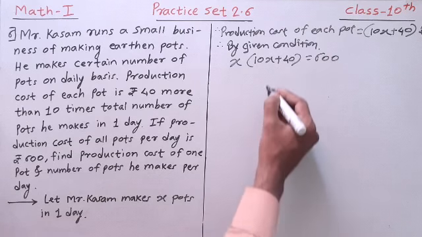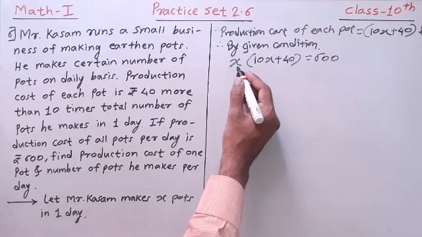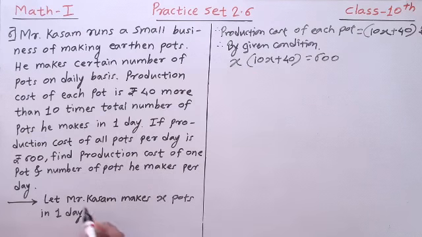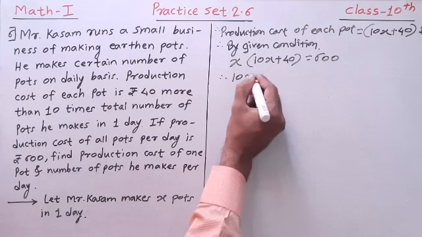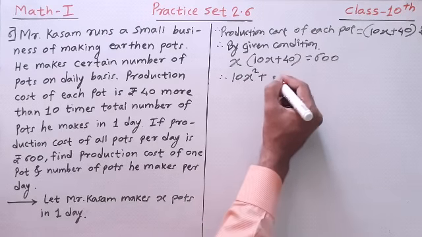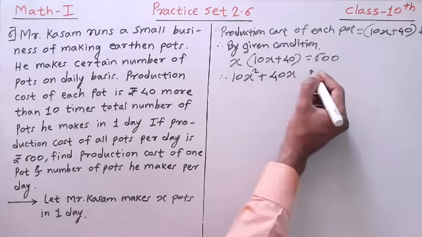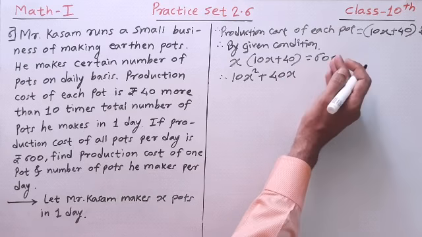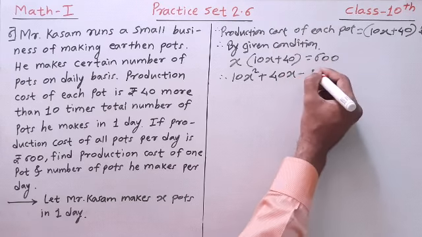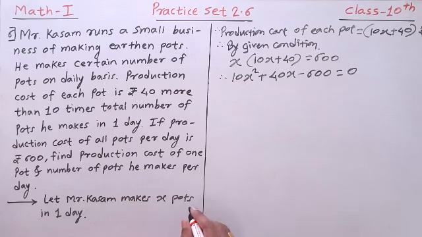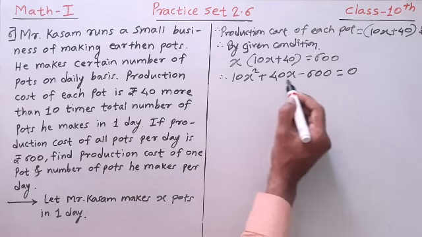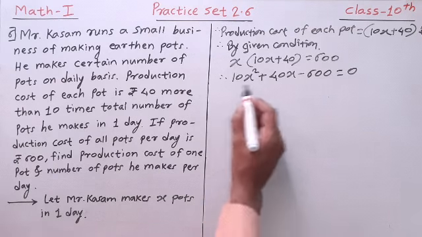Now if we solve this equation, we will get the value of X. The value of X will be the number of pots Mr. Kasam makes in one day. So let us solve. X into 10X is 10X square, plus X into 40 is 40X, equal to 600. If shifted to the left hand side, it becomes minus 600, and the right hand side will be 0. Now we can see that the whole equation can be divided by 10.